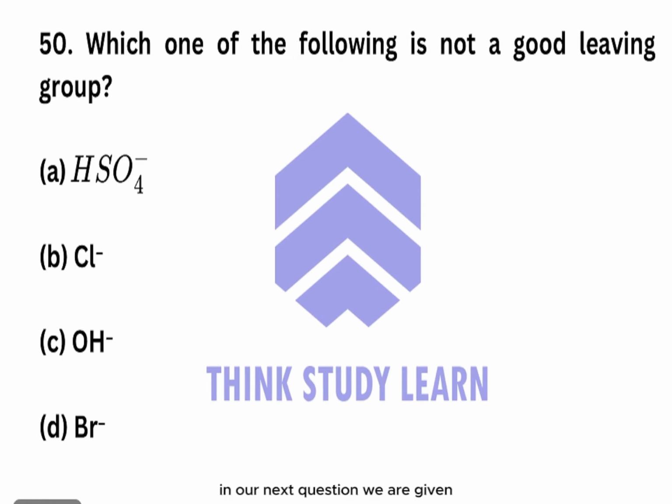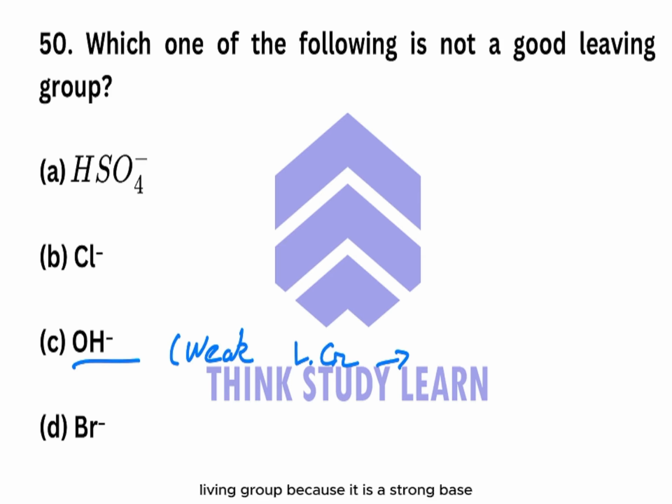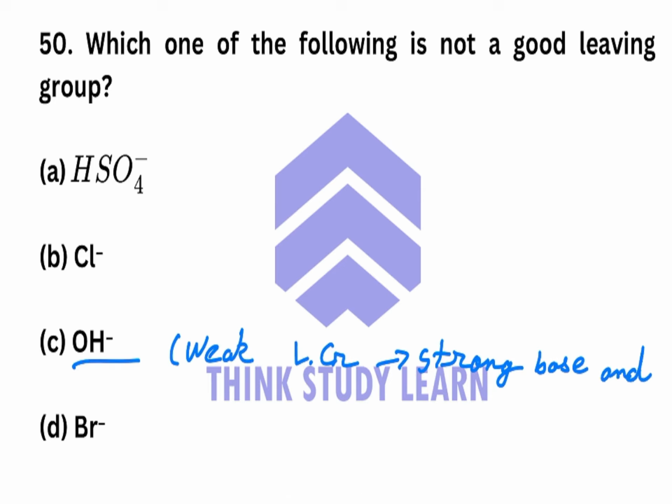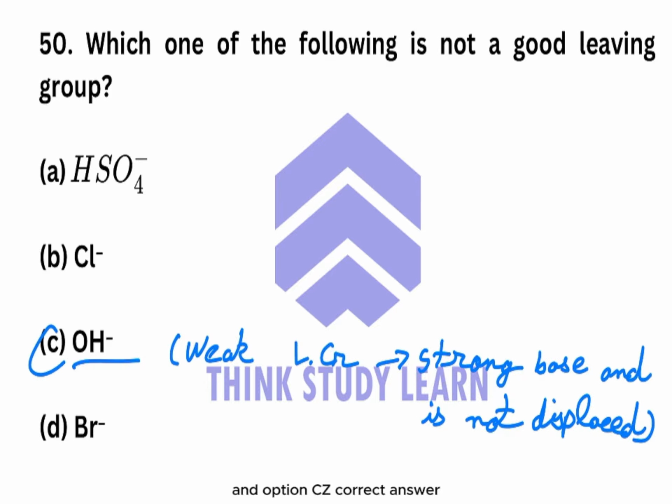In our next question, we are given which one of the following is not a good leaving group? Hydroxide ion is a weak leaving group because it is a strong base and is not easily displaced. Hence option C is the correct answer.